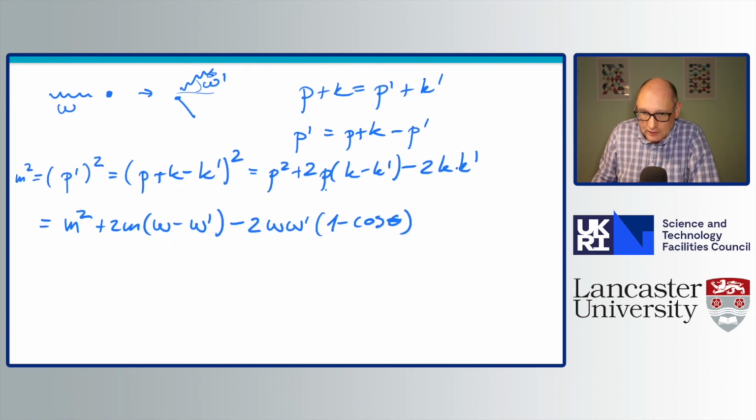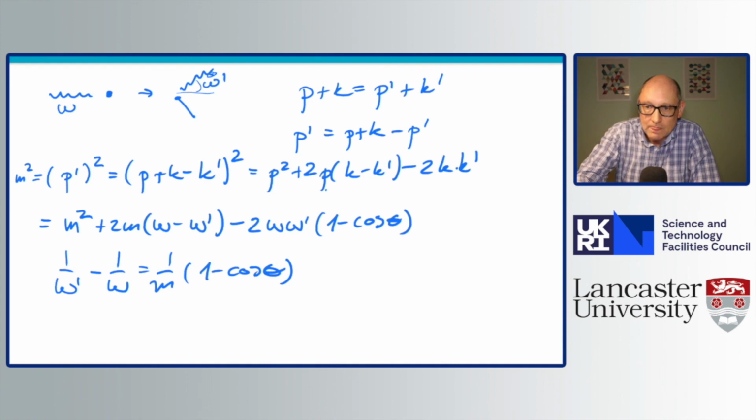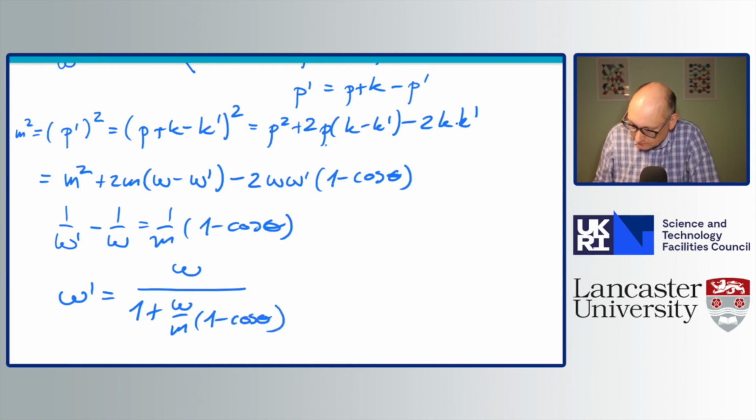So that actually means we can subtract m squared and isolate for omega prime. That means that 1 over the energy of the outgoing photon minus 1 over the energy of the incoming photon is equal to 1 over m (1 minus cos theta). Or we can find the energy of the outgoing photon as the energy of the incoming photon over 1 plus omega over m (1 minus cos theta).